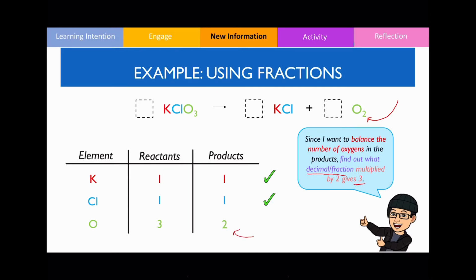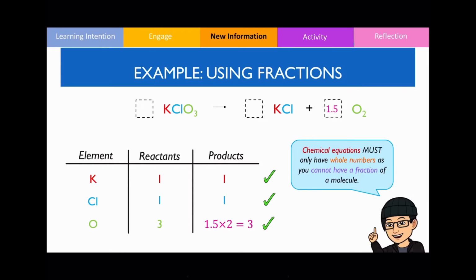Now, if you guys are pretty solid with maths, you would recognize that if you multiplied 2 with 1.5, that would give you 3. So if I add a 1.5 here, that would balance this chemical equation, okay? So this would be pretty happy over here. However, you guys probably already recall that chemical equations must only contain whole numbers. You cannot possibly have a fraction or a decimal, as you can't really have half of a molecule. It just doesn't make any sense at all.